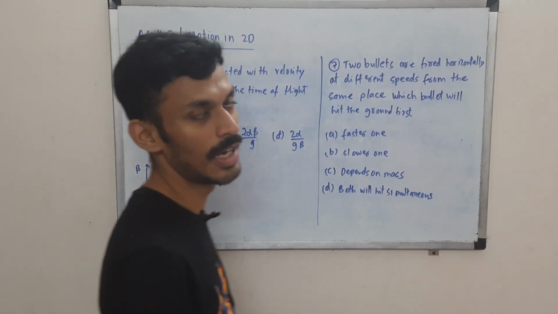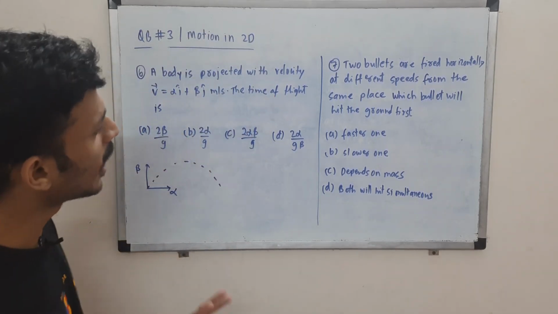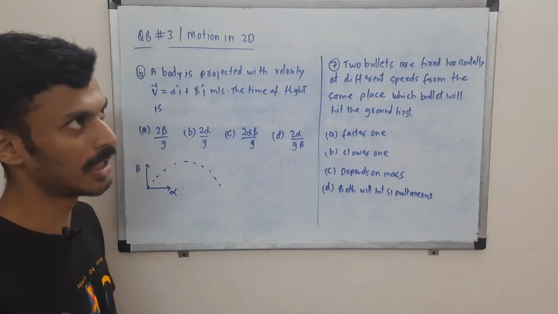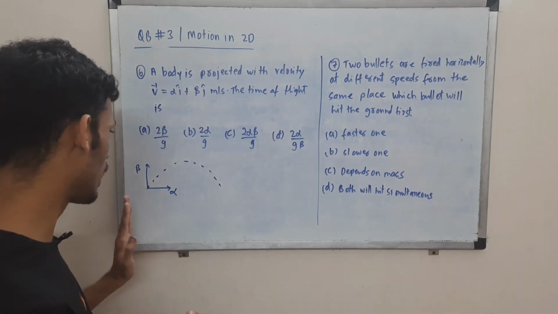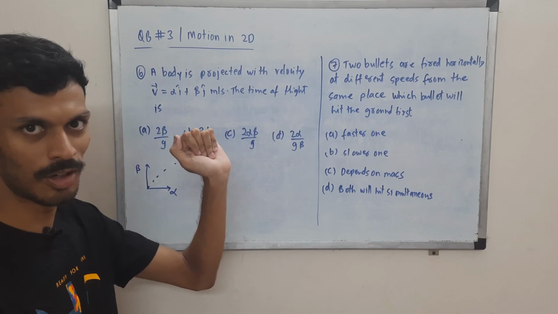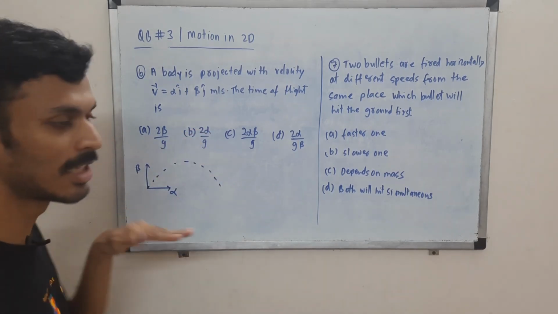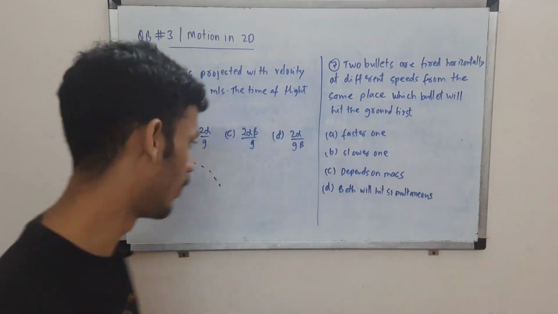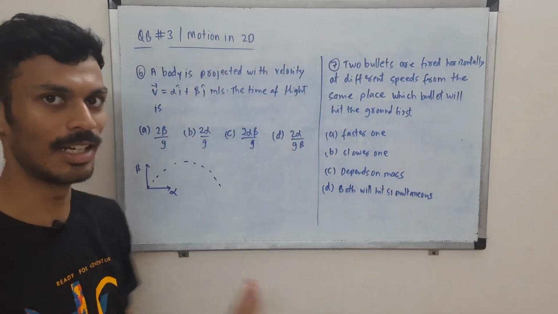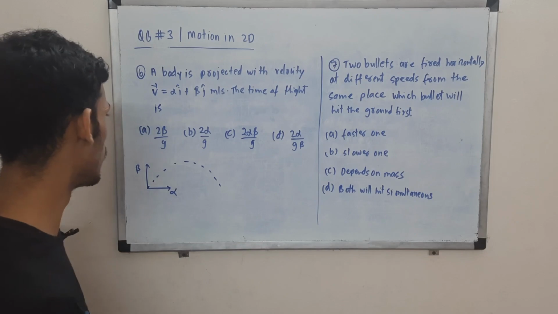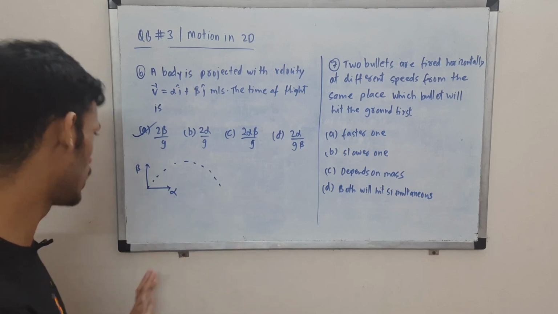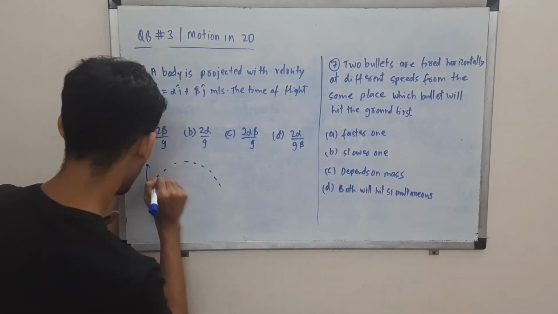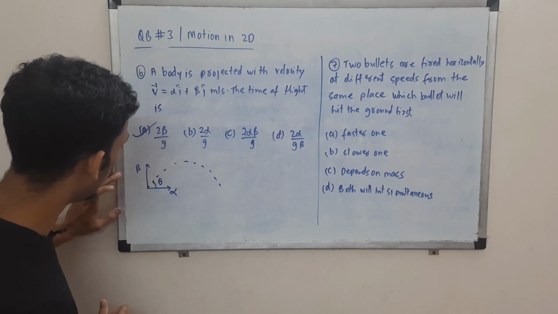Actually, you can do it via intuition also. Let me ask you this question: which component is responsible for the flight? You can see that clearly the y component is responsible for flight, right? The x component alpha is responsible for range, the y component is responsible for the flight. So only this one is the correct choice over here. You can actually derive it, let's do that rigorously.